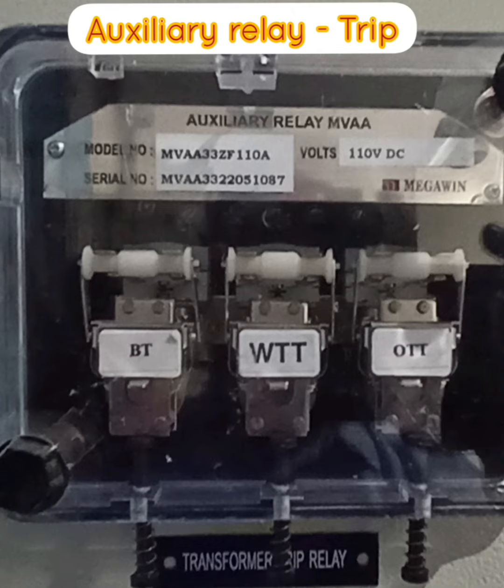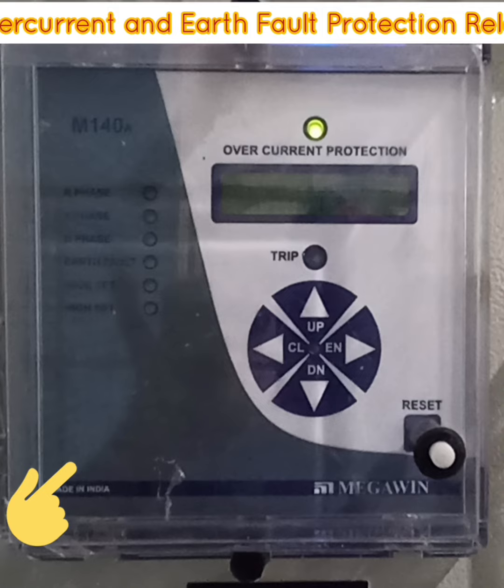They provide an additional layer of protection against faults and abnormal conditions, helping to ensure the safe and reliable operation of the substation equipment. Next we learn about overcurrent relay and earth fault relay protection.